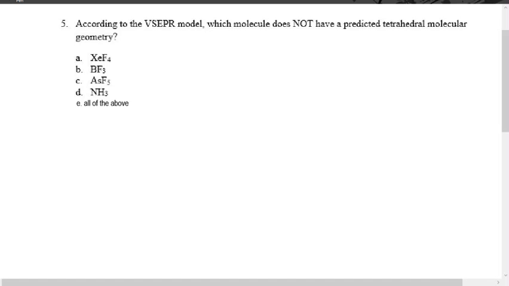Right, so this is for problem number 5. According to the VSEPR model, which molecule does not have a predicted tetrahedral molecular geometry? So we're wanting something that looks like methane in this case. Methane's just one of the most common examples given here, so you want it to look something like this.